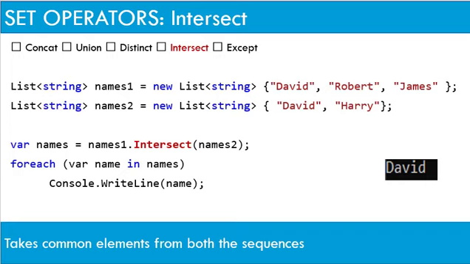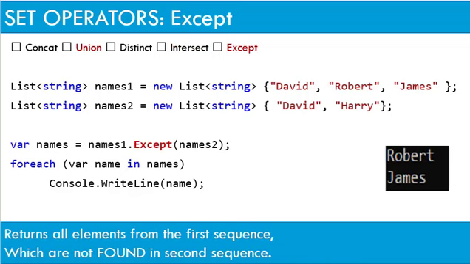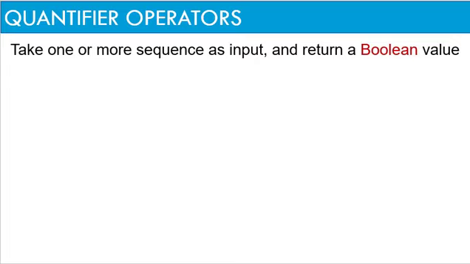The intersect operator only takes common elements from both the input sequences. Here in this example, only David is displayed because it is the common element in both of the input sequences. The except operator returns all the elements from the first sequence which are not found in the second sequence. So, here in this example, only Robert and James are two elements in the first sequence which do not exist in the second sequence.